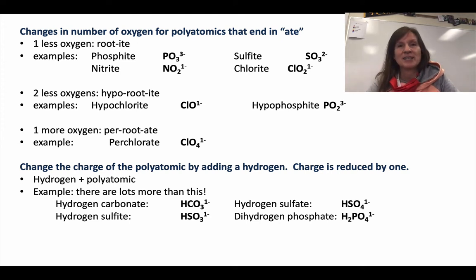If instead you see a polyatomic ion that's PO3, that's called phosphite. So polyatomic ions that end in -ite have 1 less oxygen than the polyatomic ion that ends in -ate. If 2 oxygens are removed, so phosphate is PO4, phosphite is PO3. If you see PO2, that's called hypo-ite, so that would be hypophosphite. If instead of removing, I gain 1 oxygen, that's called per-. So perphosphate would be PO5.